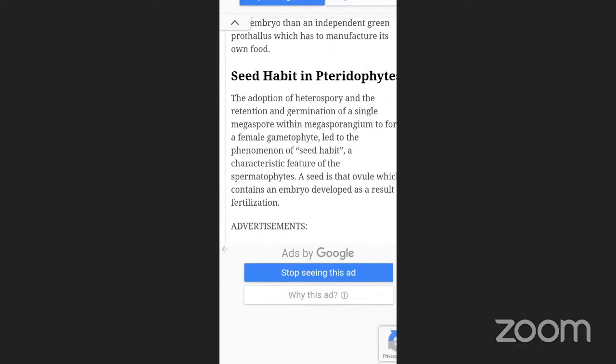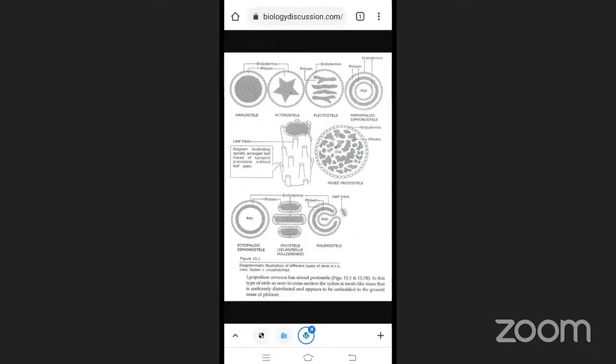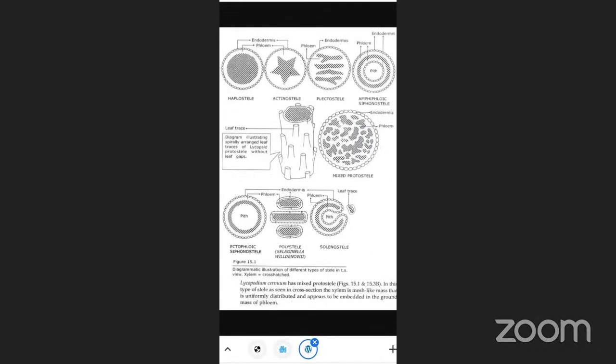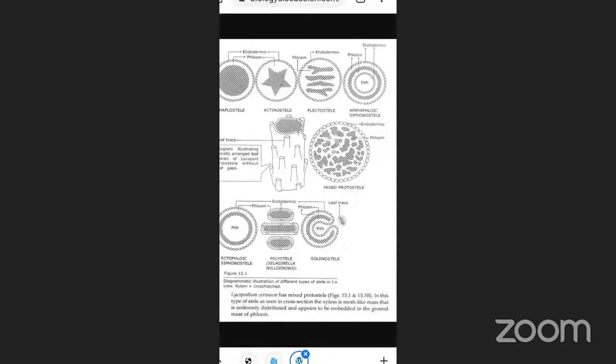Okay, clear? Yes, sir. In stellar evolution, you should draw the diagrams. The textbook also has different types of diagrams: protostele, plectostele, actinostele, siphonostele, dictyostele, amphiphloic siphonostele, polycyclic dictyostele. Like these structures, you can draw them. Okay, clear?